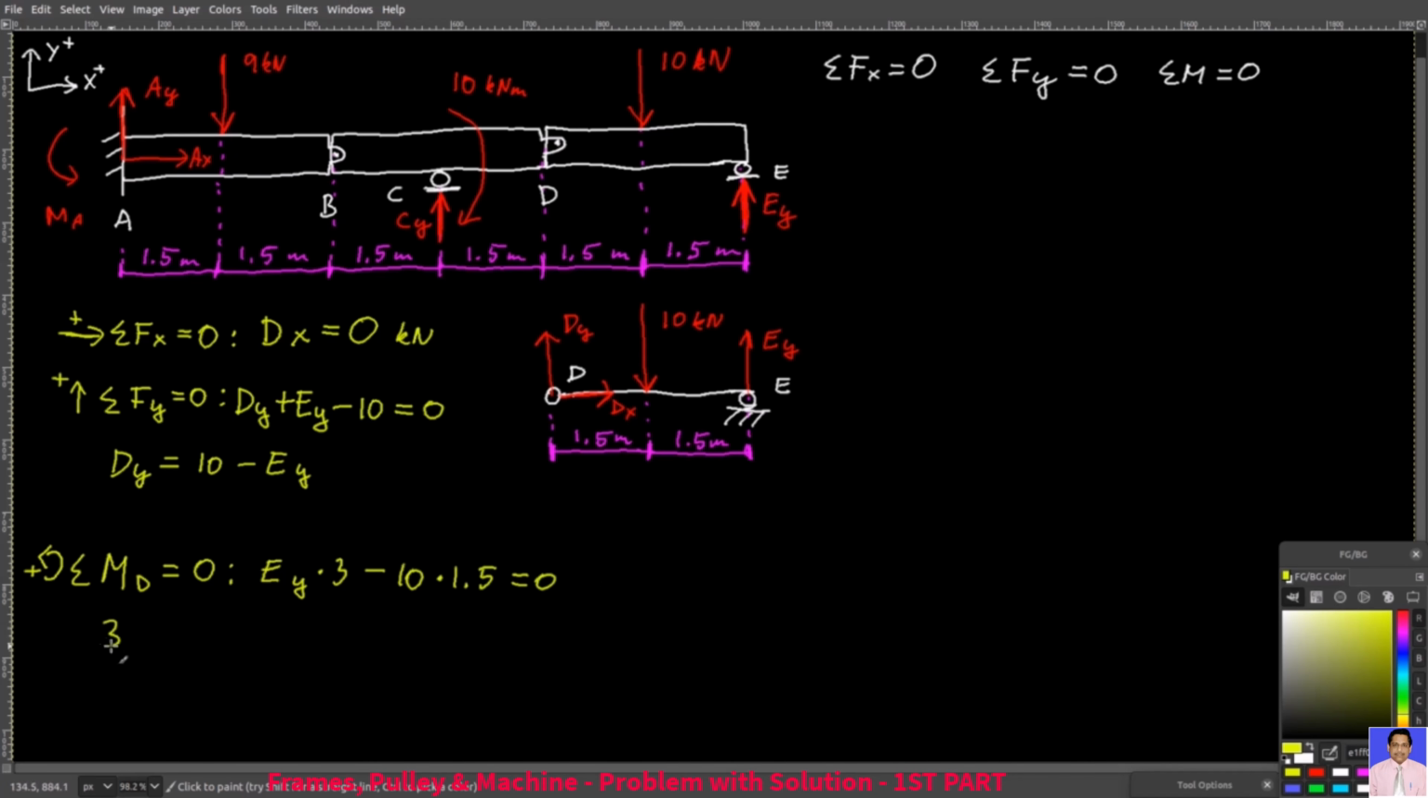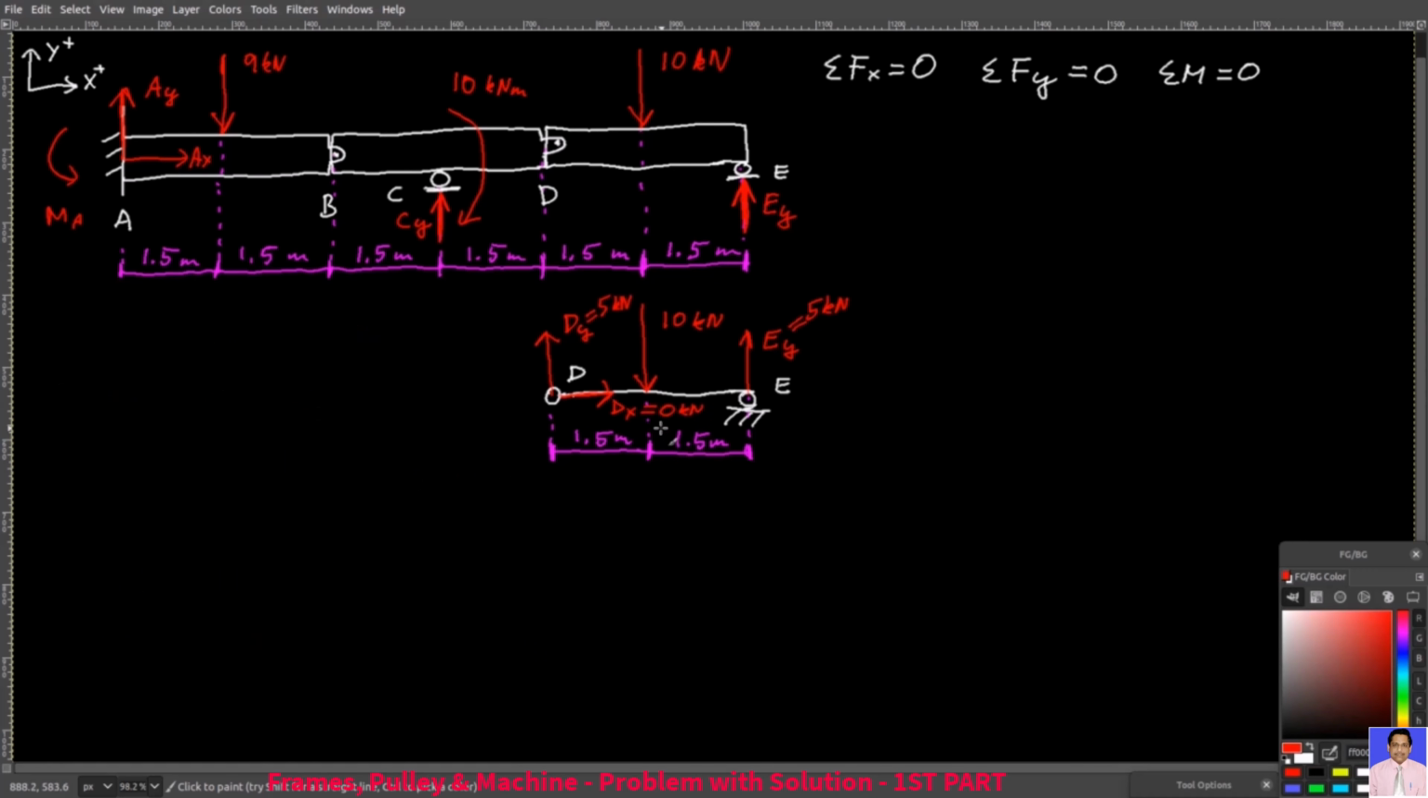So you have 3 Ey equals 15. And so Ey equals 15 over 3, and that's 5 kilonewtons. And now here you can see that Dy equals 10 minus 5. It's 5 kilonewtons. And so you have Dx, Dy, and Ey.